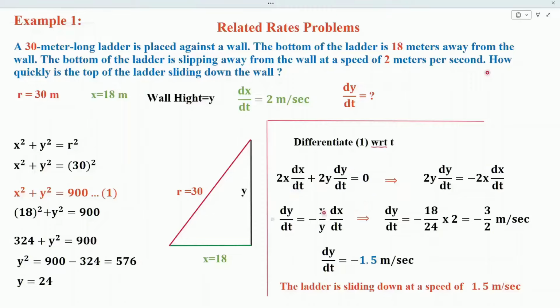Now substitute the value of x, which is 18, the value of y, which is 24, and the value of dx over dt, which is 2. After simplification, we get minus 1.5 meters per second. The negative sign shows that the ladder is sliding down. Hence, the ladder is sliding down at a speed of 1.5 meters per second.